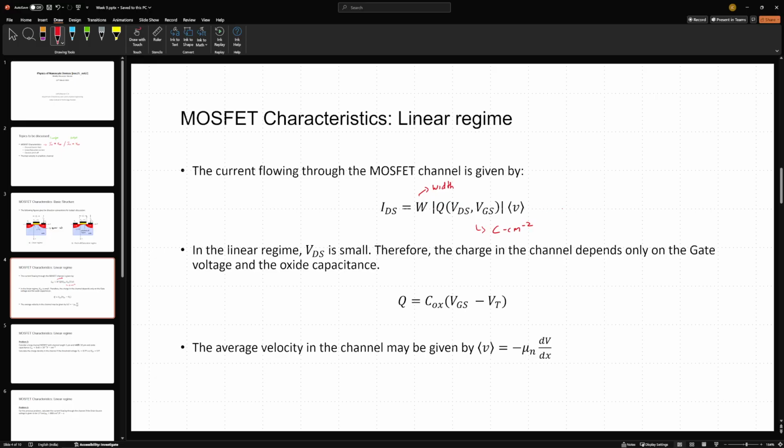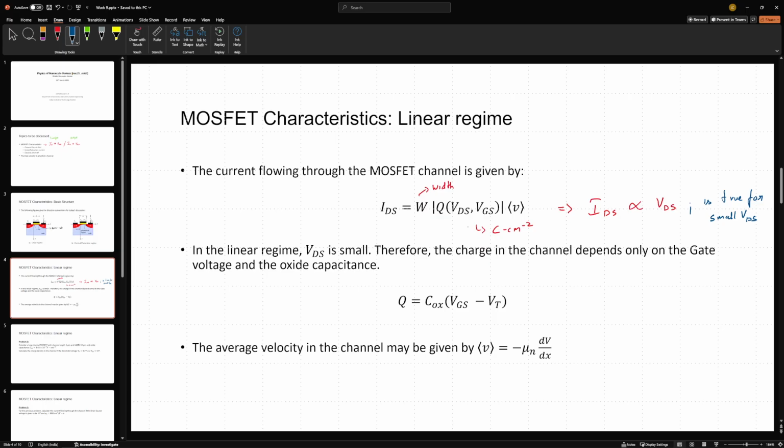One more thing that we need to understand is that since this is the linear regime, this also implies IDS is proportional to VDS. That is essentially why we are calling this the linear regime. If you go back and look at the ballistic MOSFET case, we know that this proportionality is true for small VDS. So similarly, even for the bulk MOSFETs, VDS needs to be small.